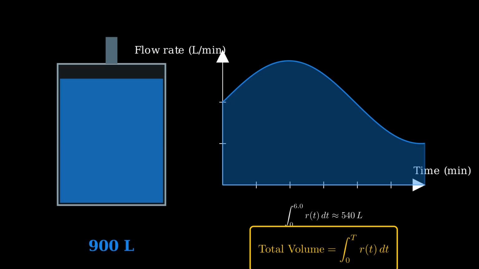On the graph of flow rate over time, each little chunk is a thin rectangle, its height is the rate, its width is the tiny time slice. Adding them all up means adding the areas of all those rectangles. Which means the total volume of water equals the area under the flow rate curve, area under the curve. That's what an integral is.